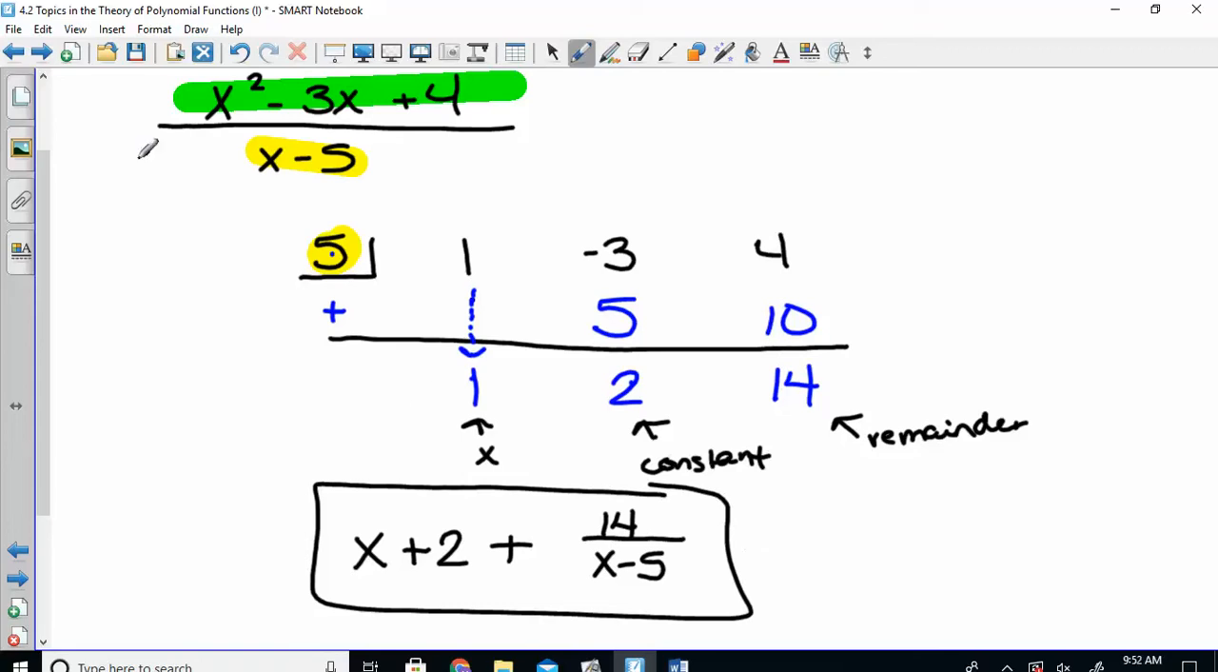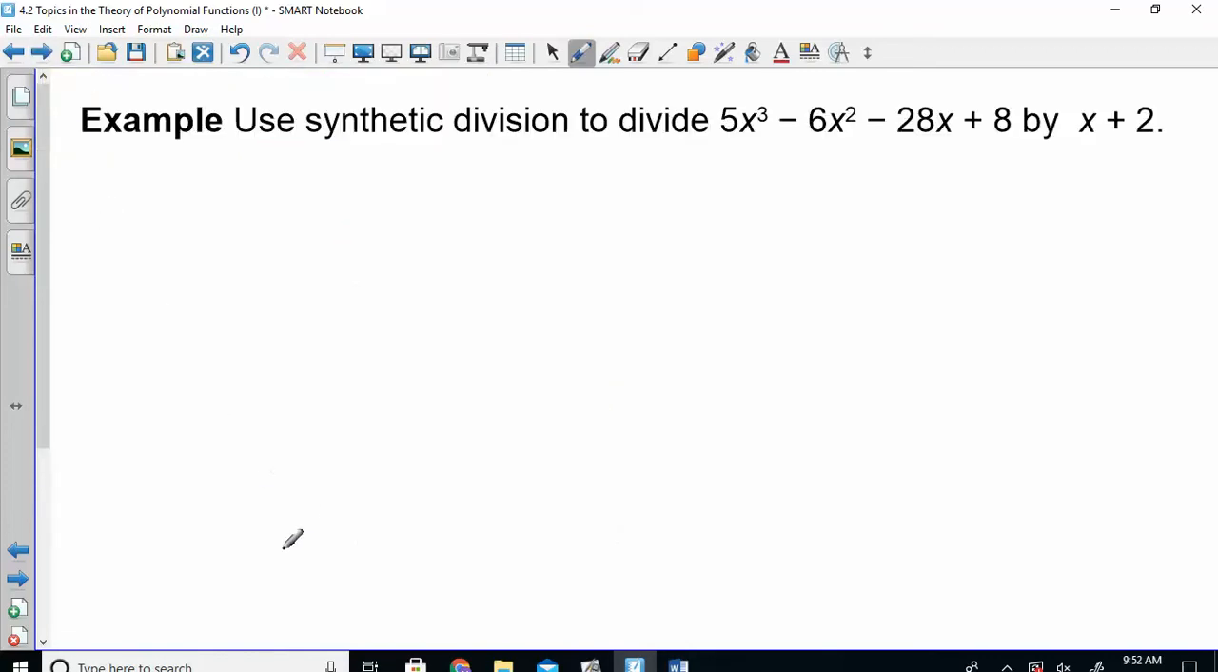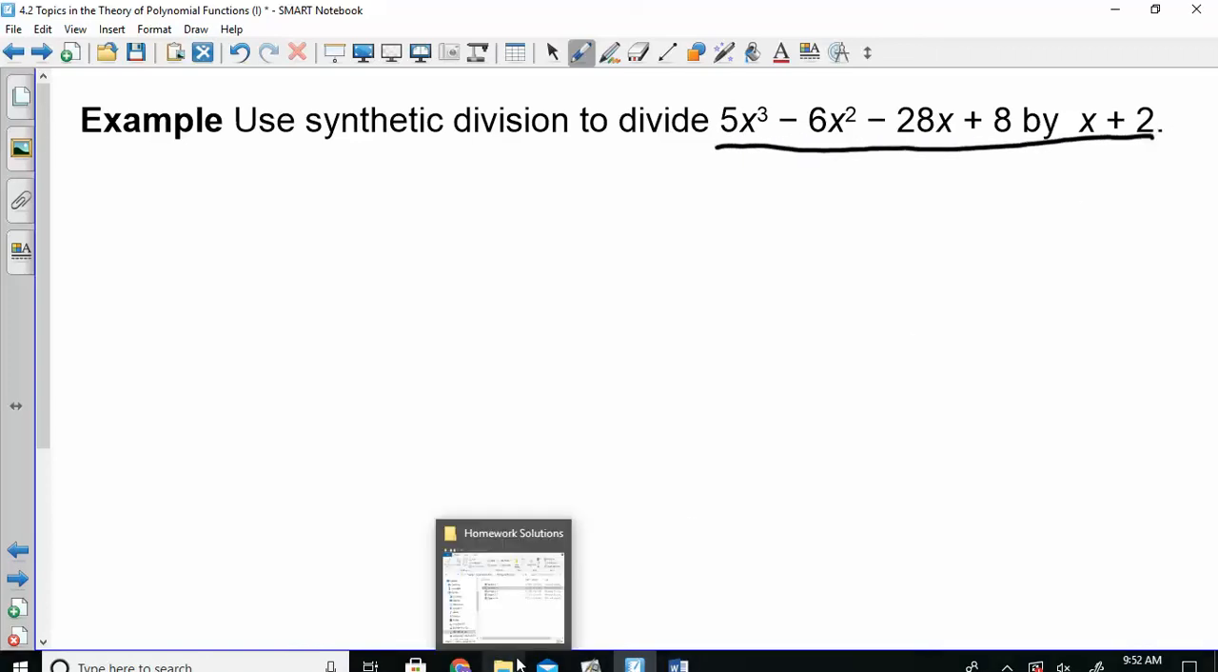So let's do another. Are there any questions on this one? So I want to divide 5x cubed minus 6x squared minus 28x plus 8 by x plus 2.